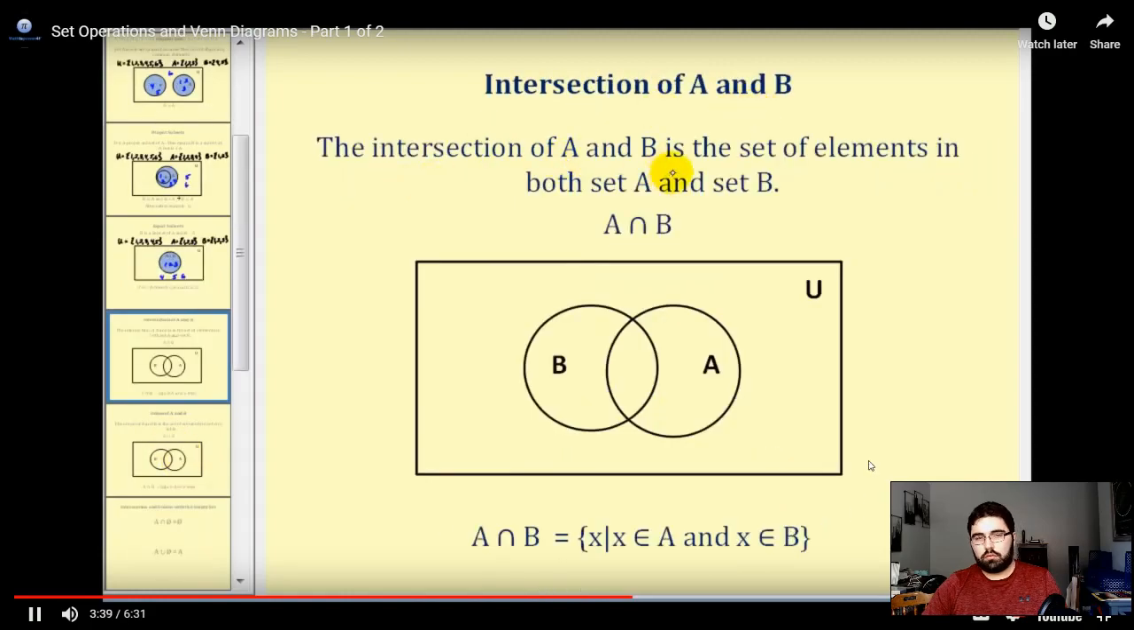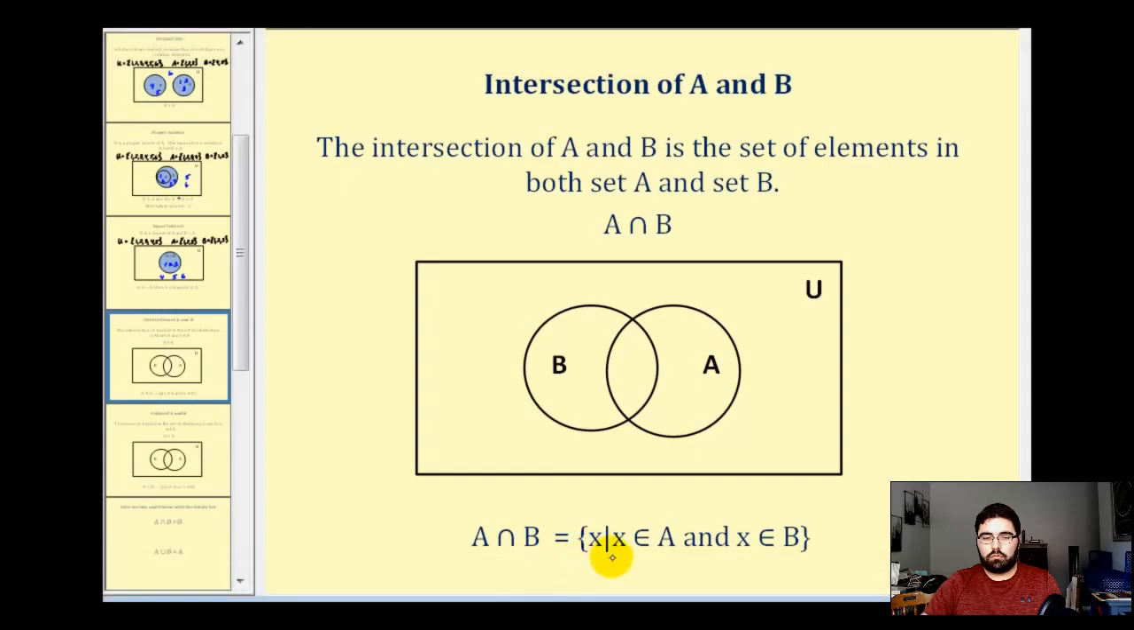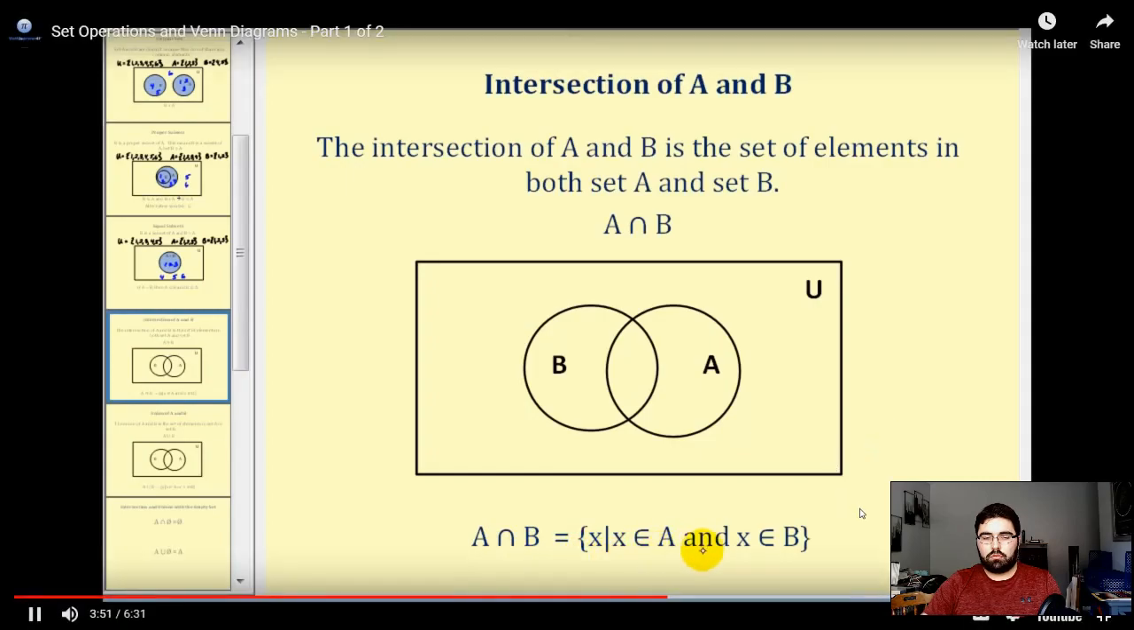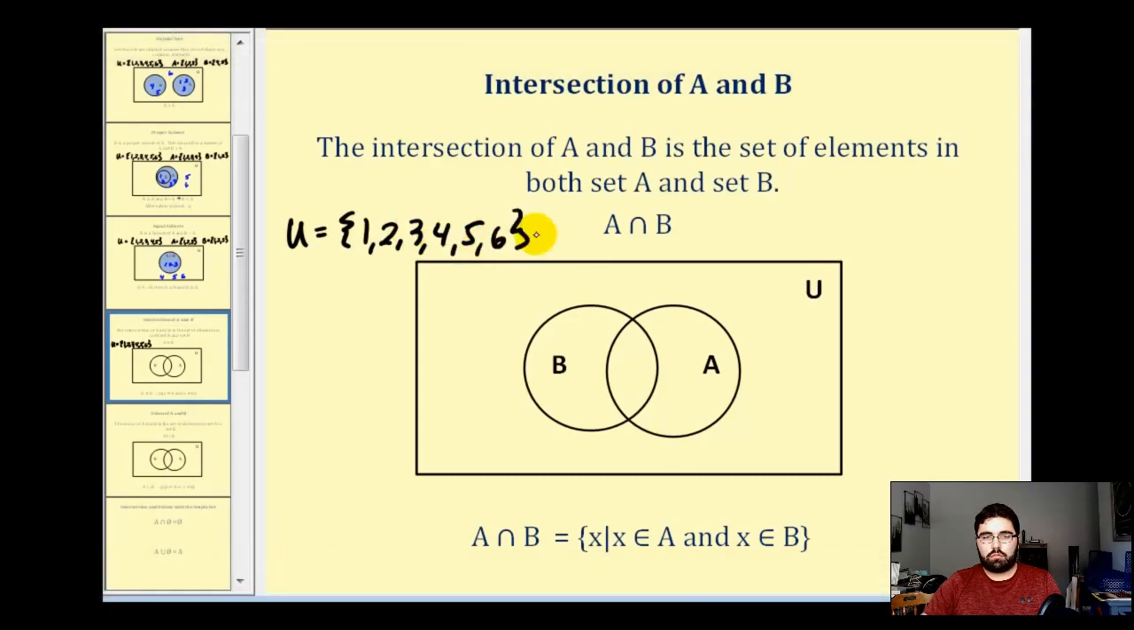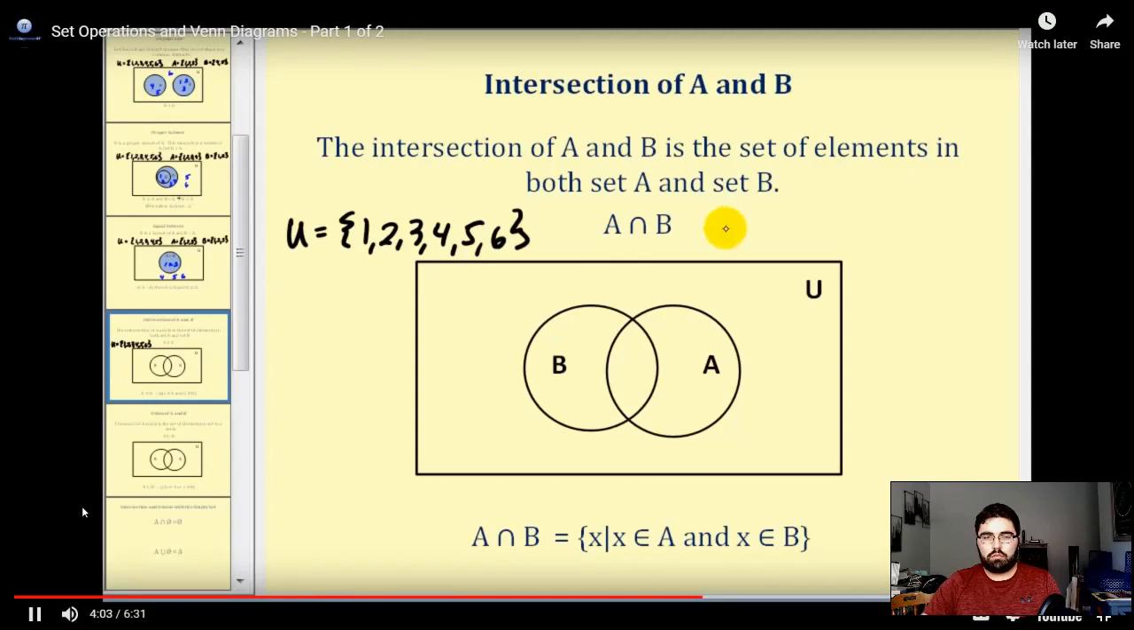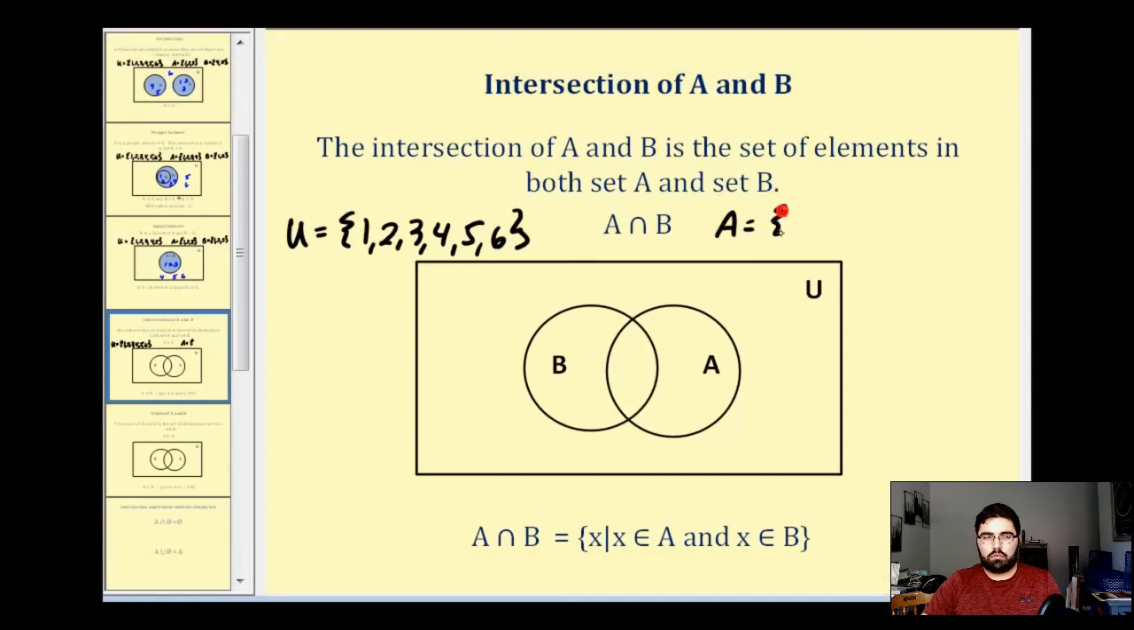The intersection of A and B is the set of elements in both set A and set B. Using symbols, we have A intersection B is equal to all the elements X, such that X is contained within A and contained within B. So the universal set is equal to 1, 2, 3, 4, 5, 6, and we have set A equal to 2, 3, and 4, and set B equal to 3, 4, 5.